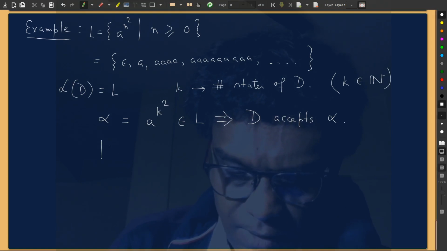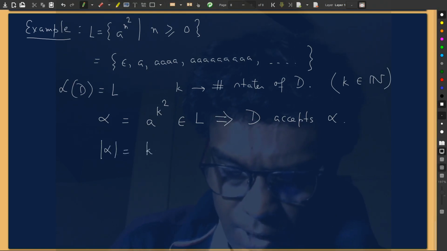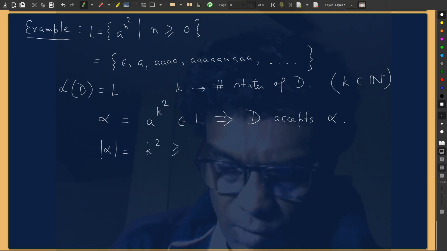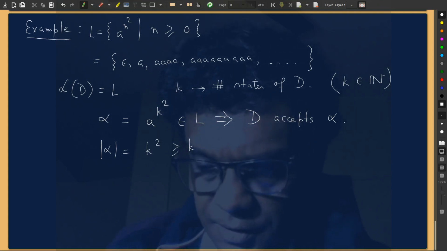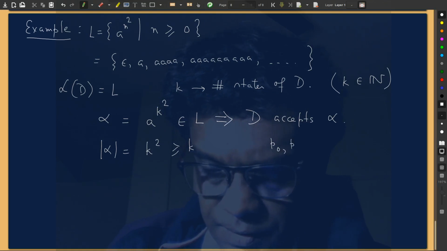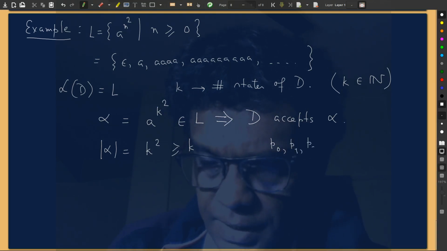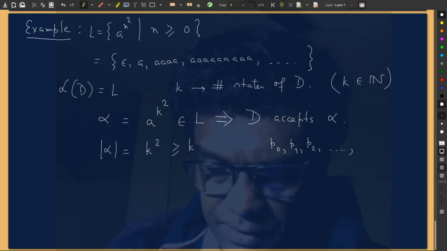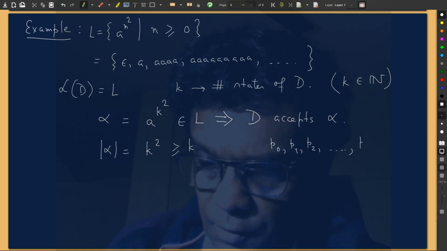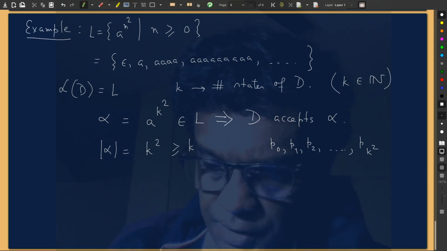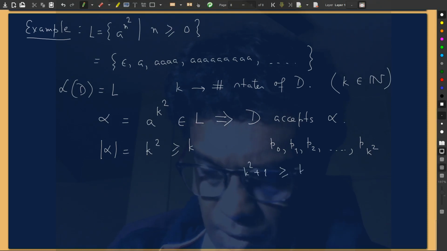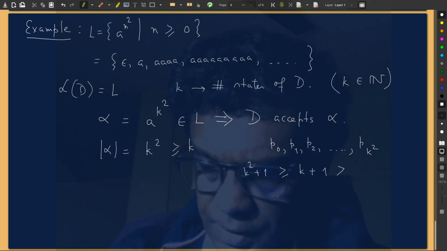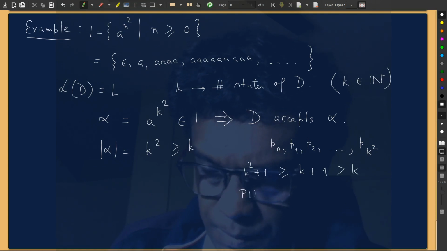We also have the length of alpha equal to k², which is definitely greater than or equal to k. And if we look at the working of the machine, it starts at state P0, reaches the first A, goes to P1, this is the second A, it goes to P2, finally it reaches the last A, goes to state k². So the number of states is k² plus 1 because I'm counting from 0. This is greater than or equal to k plus 1, which is greater than k.